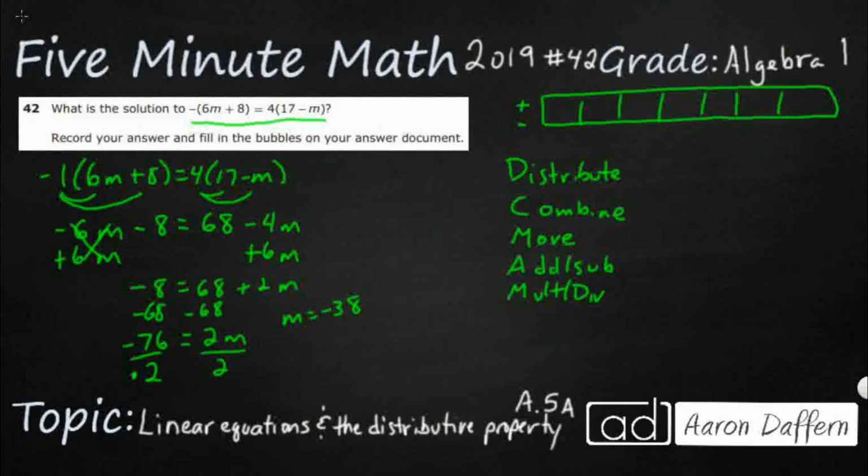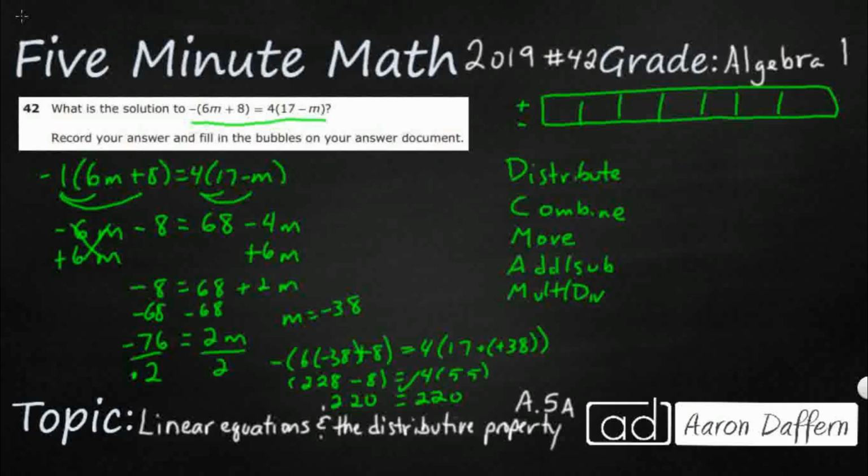So that is going to be our answer, and if we wanted to, we can go ahead and plug that in right here. -6 times -38 plus 8 equals 4 times 17 minus -38, right? And if we wanted to work that out, this is what it would look like. On the left side, you ended up with 228 minus 8. On the right side, 4 times 55, and as you can see, 220 does equal 220.